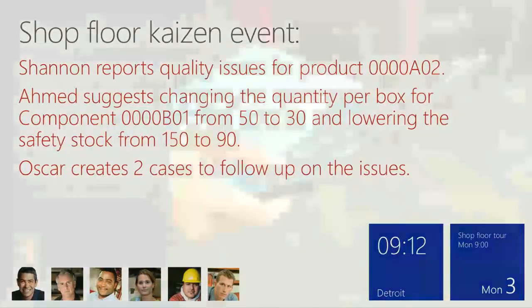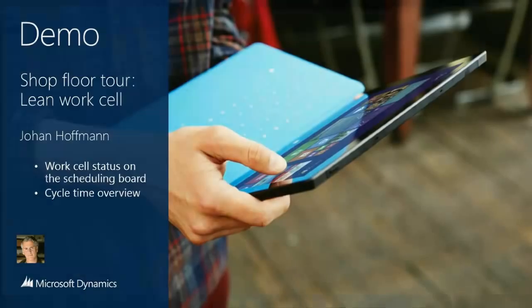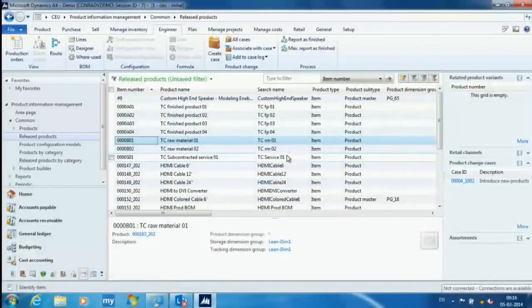So the next stop on the shop floor tour will be a lean work cell. So we're now going to meet a lean work cell and see what the status review in the lean work cell looks like. Yes, thank you, Conrad. So now Lars has moved from his office down to the shop floor, and he's going to the lean work cell.